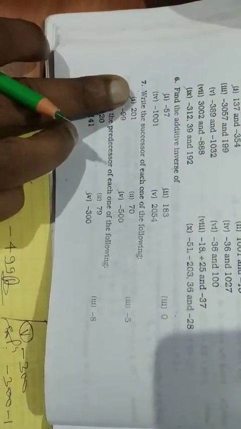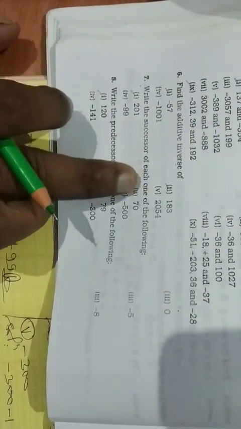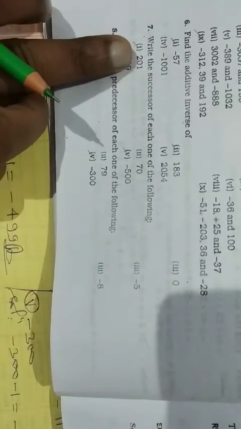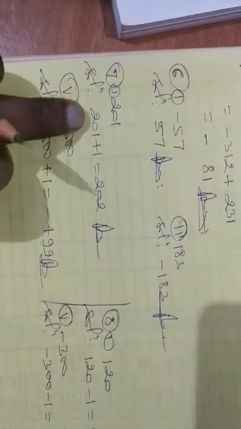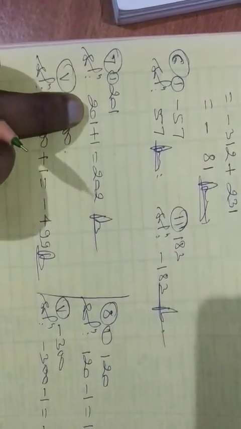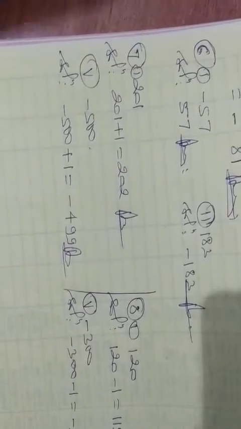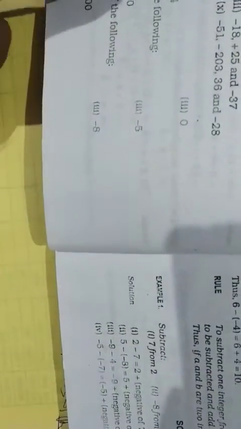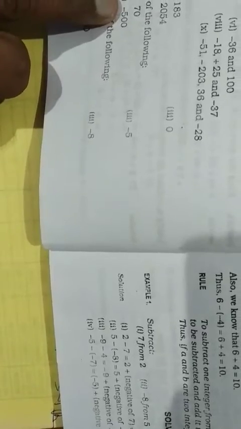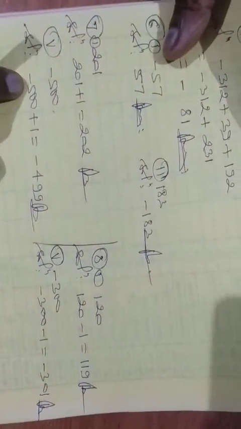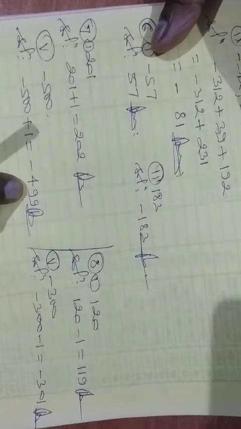Question number 7. Write the successor of each of the following. The first question is 201. Students, we add 1 to 201. So the answer will be 202. And the second question of 7 is minus 500. We also add 1 to minus 500. We get here minus 499.